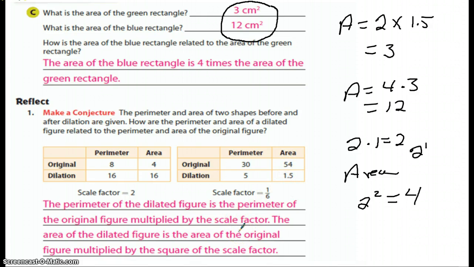The only thing that you just need to see there is the perimeter of the dilated figure is the perimeter of the original figure multiplied by the scale factor. And the area of the dilated figure is the area of the original figure multiplied by the square of the scale factor. So these are two very important concepts that you definitely want to put in your notes and be able to understand.